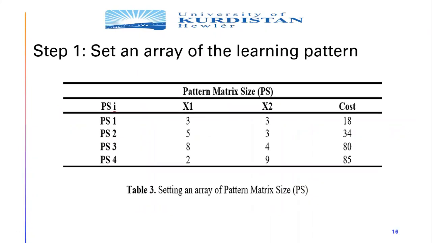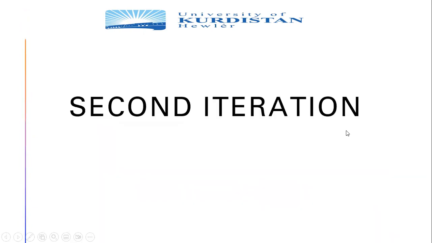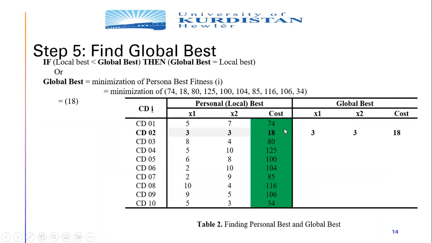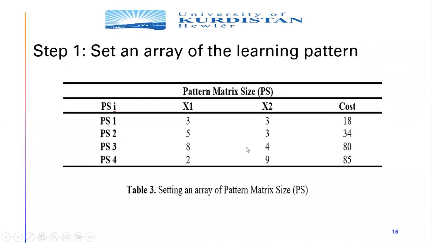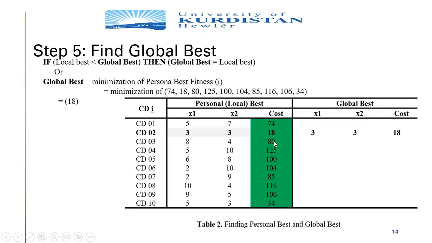Now the second iteration, we set an array of learning pattern. We'll take number 4 randomly. We take four values. We take the minimum 4 values, or the best minimum values in the list. So that's the list that we have. So we take PS1, X1, X2, 18, and 34, 80, and 85. These are the minimum we took.